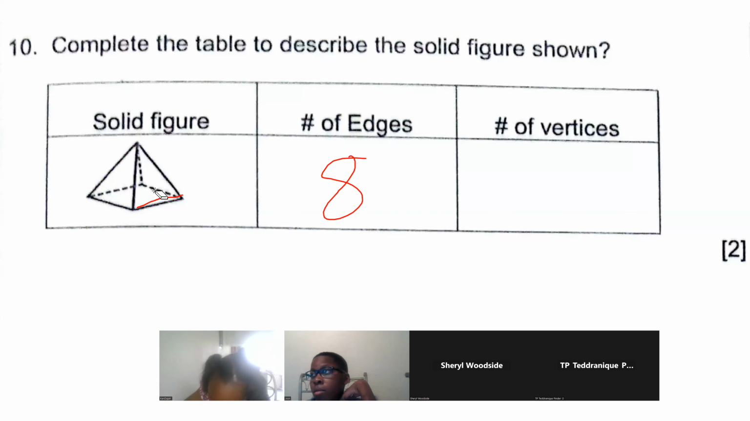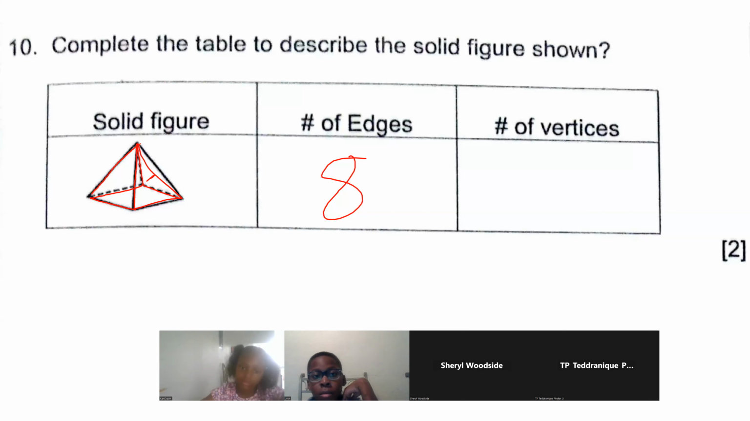All right, so let's count it again. This one is 1, 2, 3, 4, 5, 6, 7, 8. All right, so 8 edges.